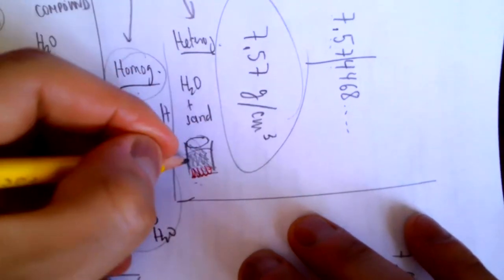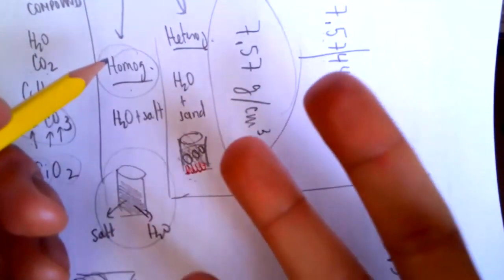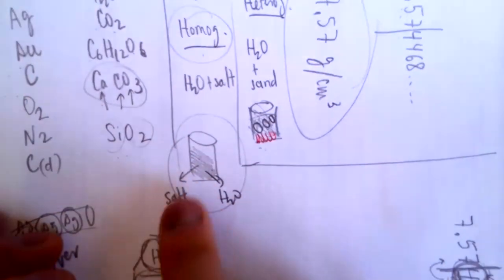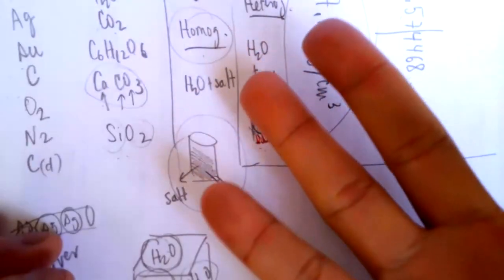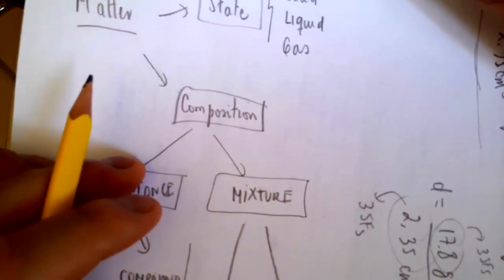What if on top of this I add stones? Yeah, that would be a three component mixture. This one is a two component homogeneous mixture. This one is a three component heterogeneous mixture. Okay, so let's go back to the slide. We're close to the end.